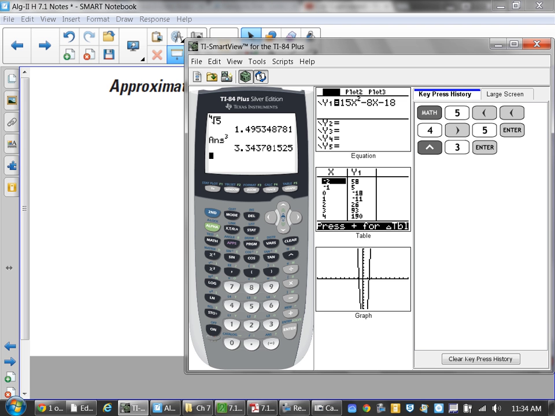The other way of doing that is, since you know you have to do the 4th root, put in the number 4 first. Now go to math, option 5, and it makes it a 4th root for you.